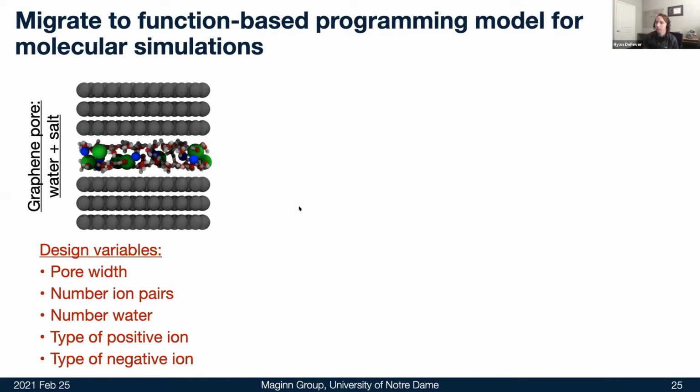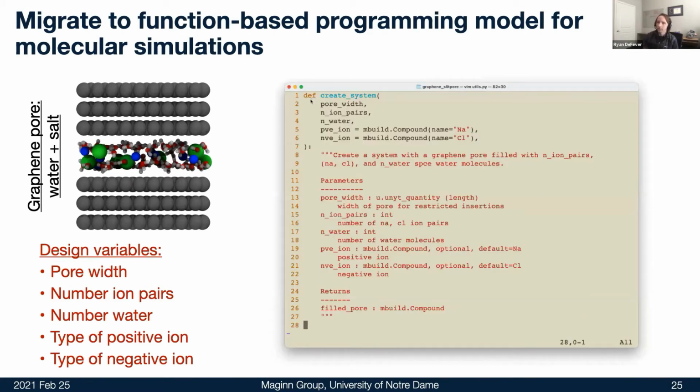So when we move to a function-based programming model, what we can do is use mbuild and write a function called create system. The arguments to this function are in fact your design variables. This function will build the system for you and return a fully constructed system. And so anytime you want to change one of these design variables, all you need to do is make a different call to this create system function.